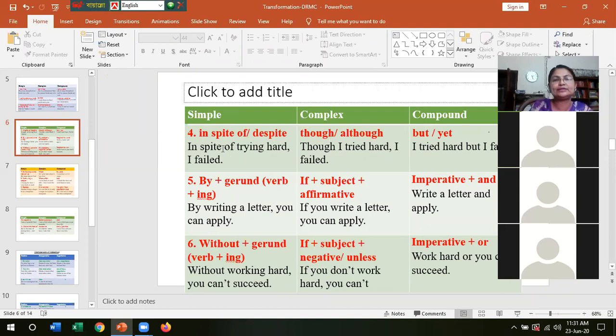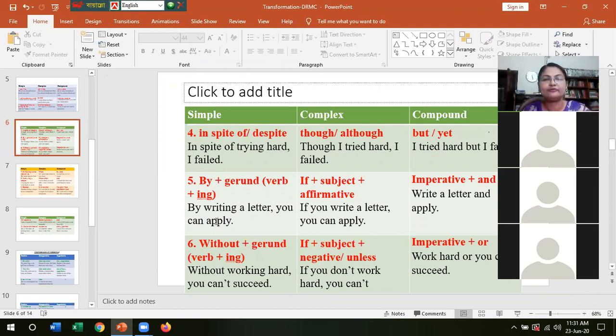You see, in a simple sentence, there is only one subject, I. And in a complex sentence, there are two clauses. 'Though I tried hard' is the subordinate clause, and 'I failed' is the principal clause. So this is a complex sentence. And in a compound sentence, you will have to use but or yet. I tried hard, but I failed. 'I tried hard' is a principal clause. 'I failed' is another principal clause. And 'but' is the coordinating conjunction. So this sentence has become compound. In a simple sentence, if there is 'in spite of' or 'despite', for making it complex, you must use though or although. And for making it compound, you must use but or yet.